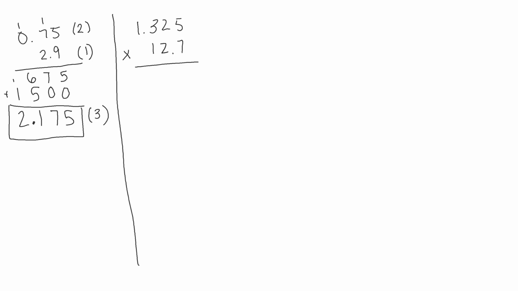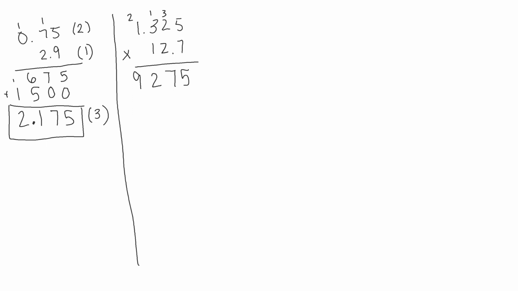Okay. So we're going to go ahead and multiply as if we have 1,325 times 127. So we're going to start by multiplying everything by the 7. So 7 times 5 is 35. Keep a 5, carry a 3. 7 times 2 is 14. 14 plus 3 is 17. So keep a 7, carry a 1. 7 times 3 is 21. 21 plus 1 is 22. So keep a 2, carry a 2. And then finally, 7 times 1 is 7, plus 2 is 9. So I've done my first partial product.